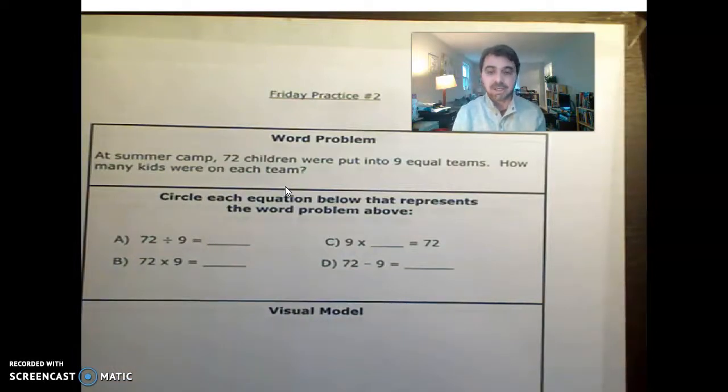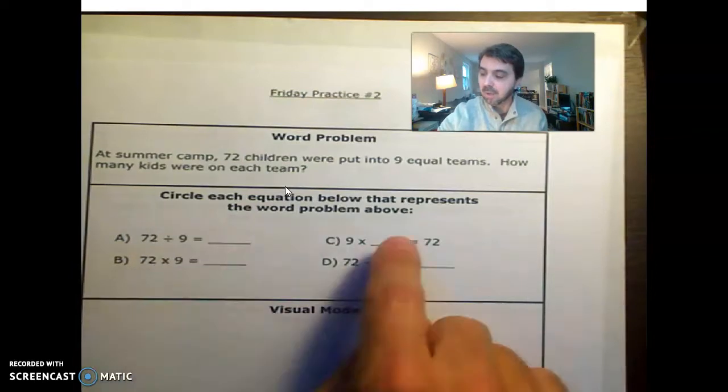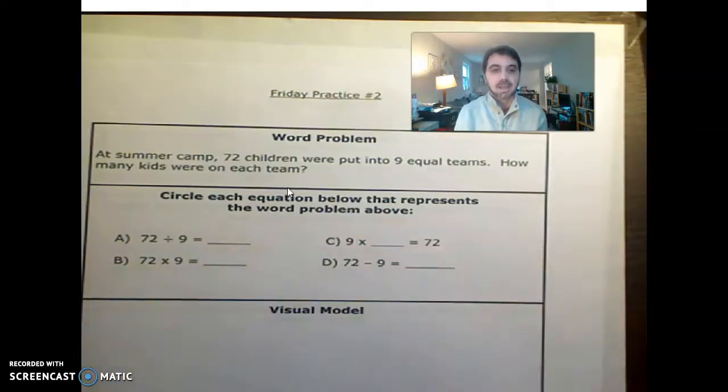So pause the video and look at the 4 equations and decide. I'll give you a hint, there's 2 that would help you solve this. 2 of them, okay? And when you've thought about it and you think you know which ones they are, come back to the video.